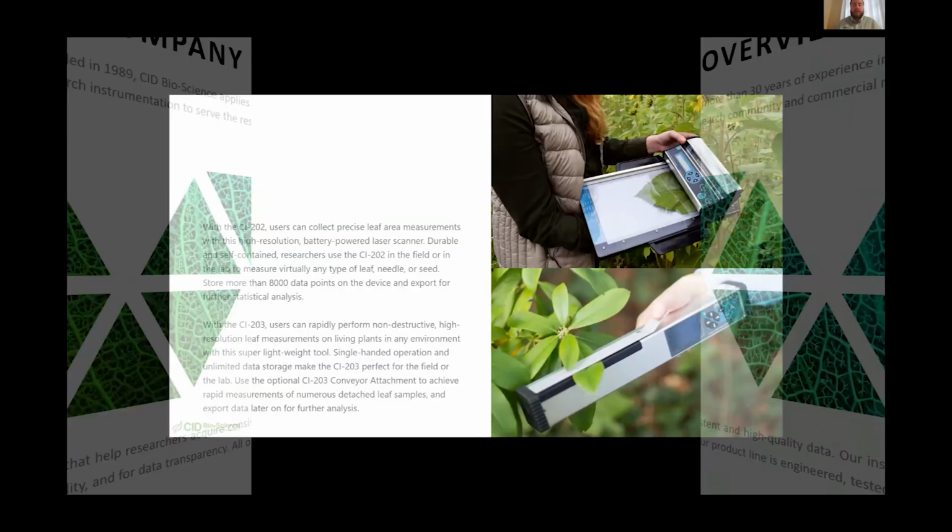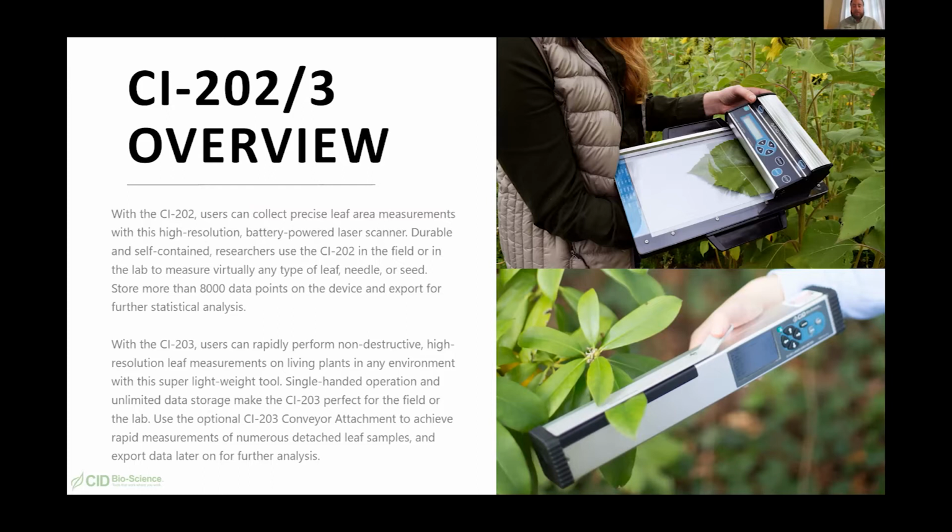Let's jump right into an overview of these two instruments. As you can see in the photos on the right, the CI202 is a pallet style instrument, and the 203 is more of a wand style. With the 202, users are able to collect both non-destructive and destructive leaf area measurements. You put the leaf under a transparent sheet on the pallet, and then slowly move the scan head down the leaf, where a 627 nanometer laser will shoot down. It will keep taking measurements as long as the width is non-zero. Whenever the laser determines that the leaf no longer has any width, the instrument will stop its scan automatically. So there's no programming and no calibration needed.